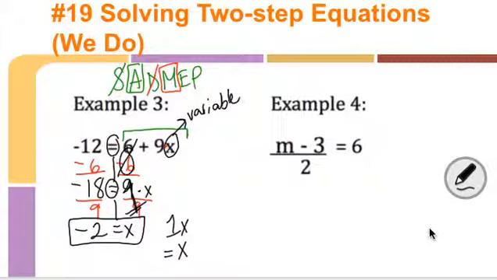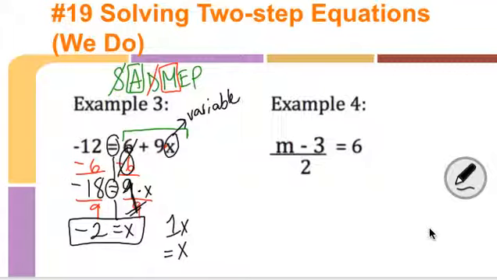Alright, let's move on to example 4. Example 4 says m subtract 3 all divided by 2 equals 6. Now, when we usually see this, some people might want to say, oh, well, I see subtraction, so I'm going to start adding 3. That's incorrect. You want to make sure to do something before you start doing this problem.